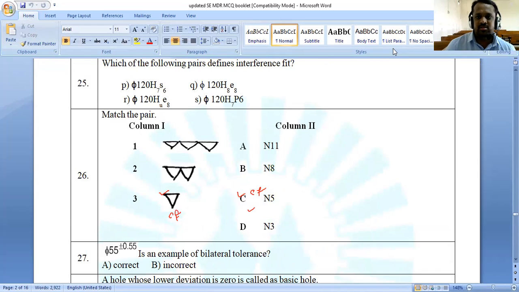What about this? Match the pair. What is this? The triangle indicates the grade symbol, na? These are the grade symbols, the surface of this grade. So, anybody having any guess regarding this?